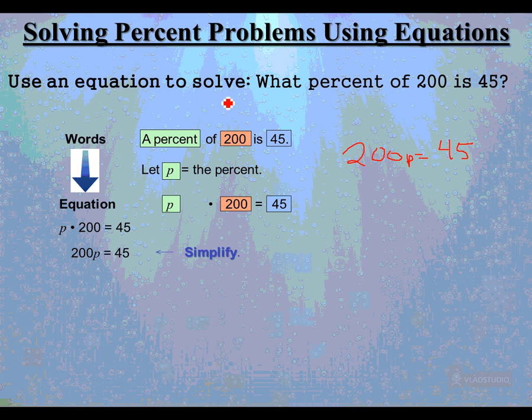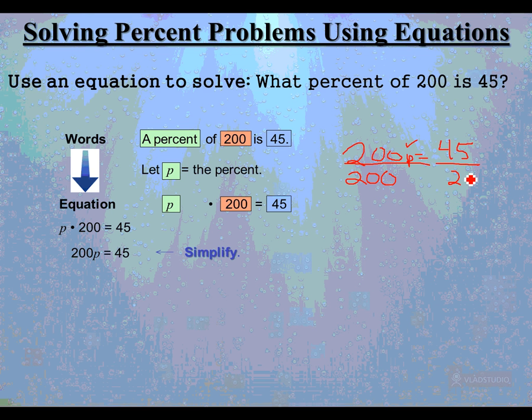What are you going to divide by? Are we going to divide by 200 or are we going to divide by 45? You might be tempted to divide by 45 because that's a smaller number, and you're used to dividing a bigger number by a smaller number. But the important thing to keep in mind here is that you're always dividing by whatever's next to the letter. So divide by 200 on both sides.